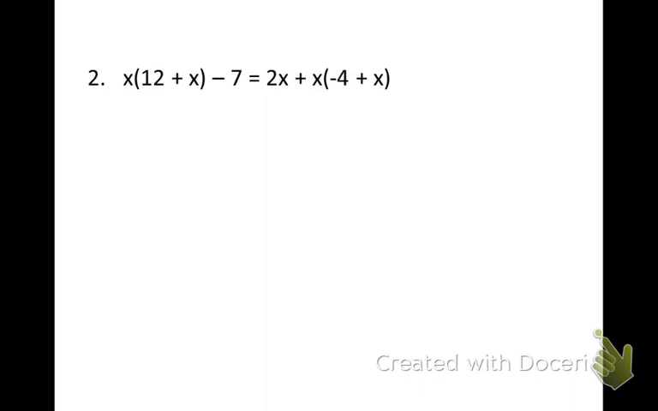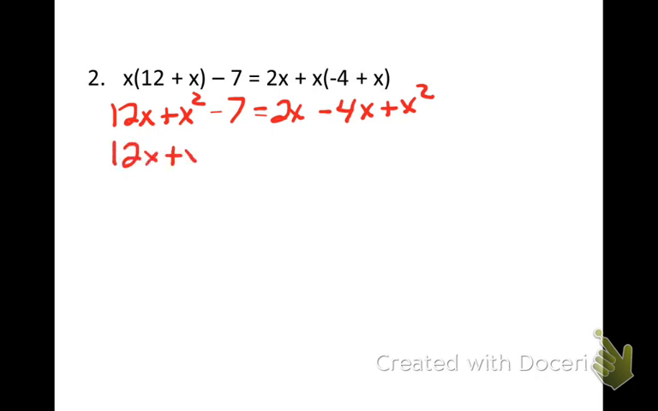Okay, again on this one we're going to distribute. We're going to get 12x plus x squared minus 7 equals 2x. Distributing, I'm going to get minus 4x plus x squared. I can do some simplifying on the right side, so let's go ahead and do that. I get 12x plus x squared minus 7 equals 2x minus 4x would be negative 2x plus x squared.